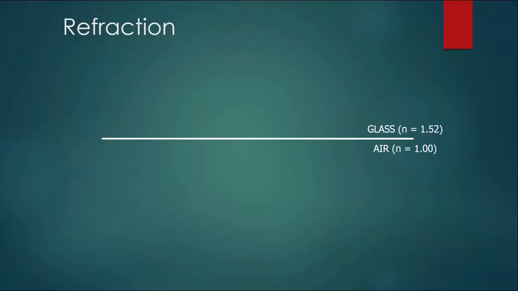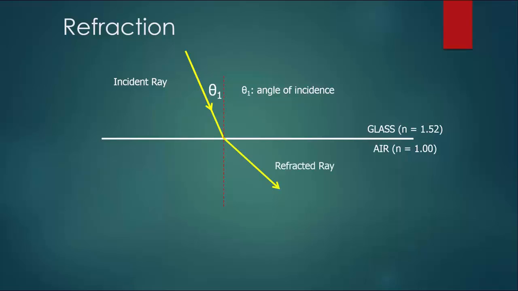Here's another example. This time the line represents the boundary between glass and air. Once again, we have an incident ray. We'll measure the angle of this incident ray between itself and the normal. We'll call that theta 1, the angle of incidence. And now, when the light travels from glass into air, we know it's going to speed up. And when it speeds up, the refracted ray bends away from the normal. In this case, the angle of refraction, theta 2, is bigger than the angle of incidence.